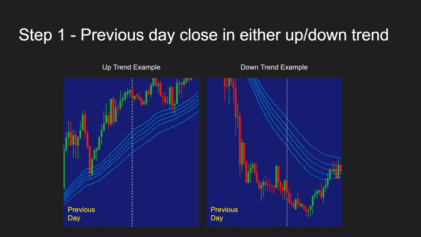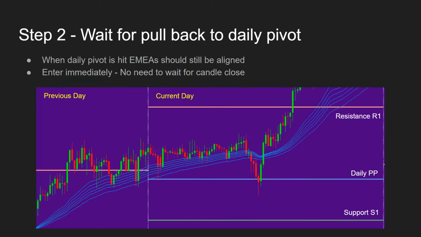So we want to make sure we are trading with the momentum of the previous day's trend. So the next step then is that we wait for price to hit the daily pivot. That's the next step, and then we look to take a trade in that direction. So I've got an example here. So we've got the previous day and we've got the current day.